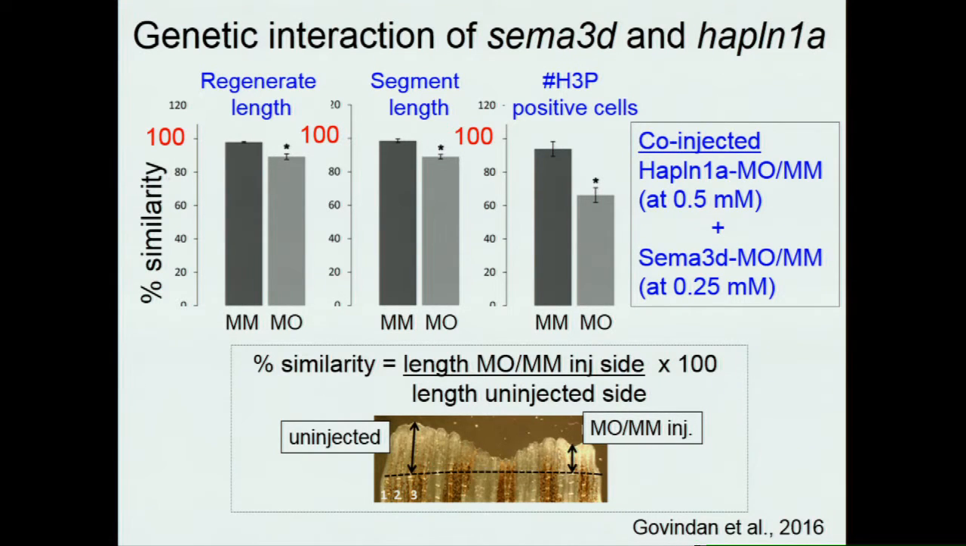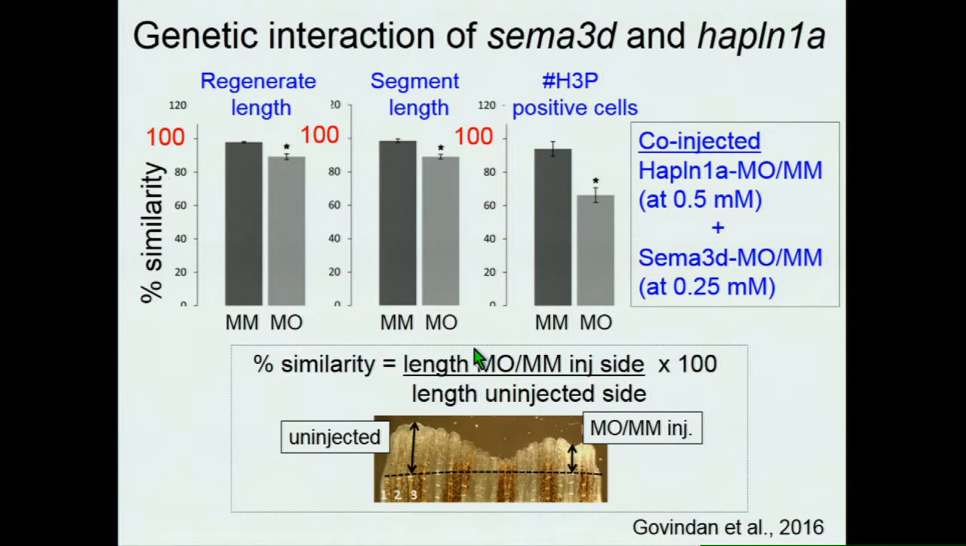To do that, our initial studies on both Sema3d and Hapln1a demonstrated that morpholino-mediated knockdown of either gene leads to the connexin 43-dependent skeletal phenotypes of reduced regenerate length, segment length, and the number of H3P positive cells. So to look for evidence of synergy, we co-injected Hapln1a and Sema3d targeting morpholinos or control mismatched morpholinos at sub-threshold concentrations where either morpholino didn't cause an effect on its own, and looked for evidence of reduced phenotypes.